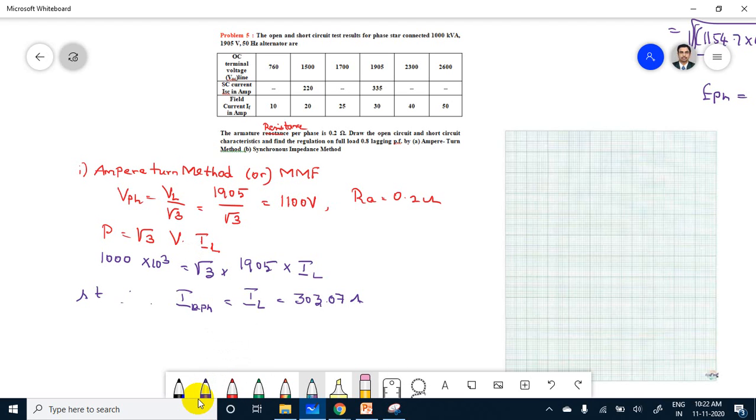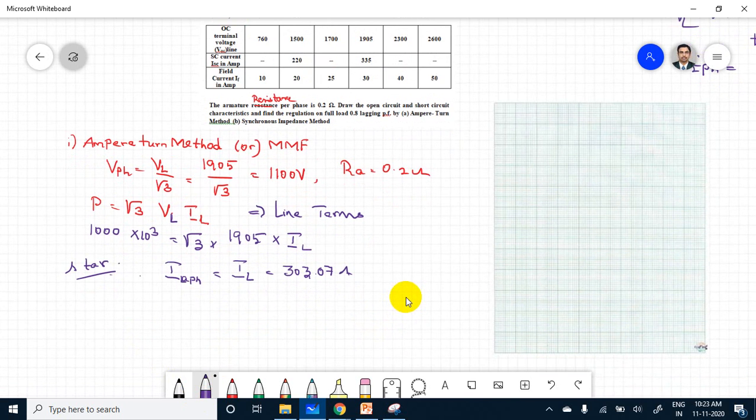In this method, we have to substitute line voltage: root 3 into VL IL, with all terms in line terms only. So root 3 into the line voltage 1905 into IL gives 303.05. Since the machine is star connected, line current is equal to phase current, so IA is equal to 303.05. Now we can plot the parameters in our graph.